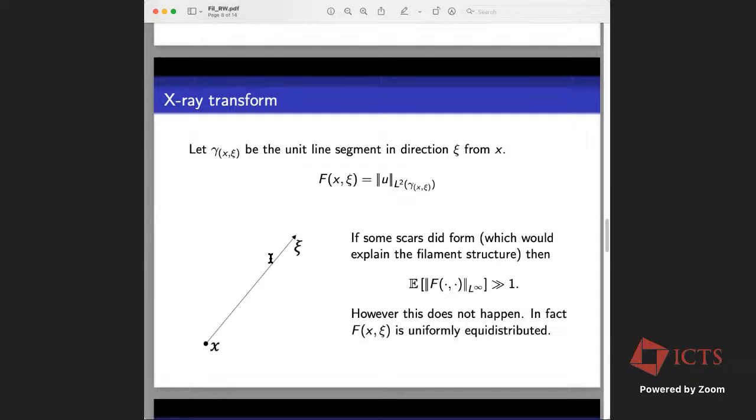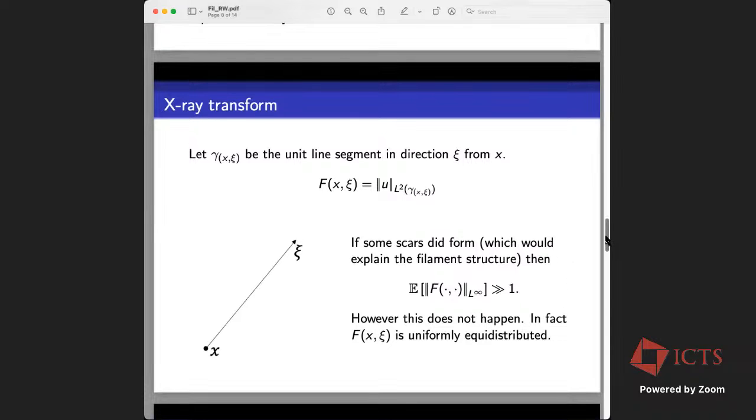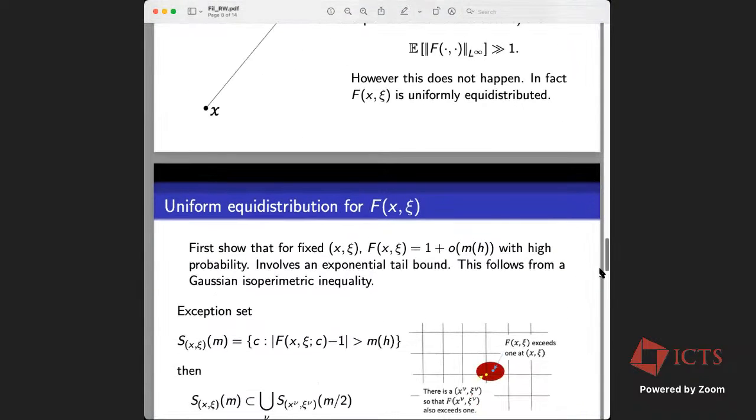So look over all of your base points and all of your directions and ask, are any of the lines big? So that's quite different than fixing a line and then asking if that one is big. You're just asking if some of them are big. And so what I was able to show is this doesn't happen. F is uniformly equidistributed in x and xi. So there are no strong scars. And so that's the first bit of information that we have. Strong scarring is not what is happening here.